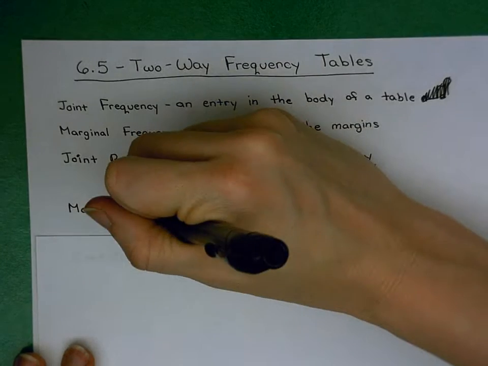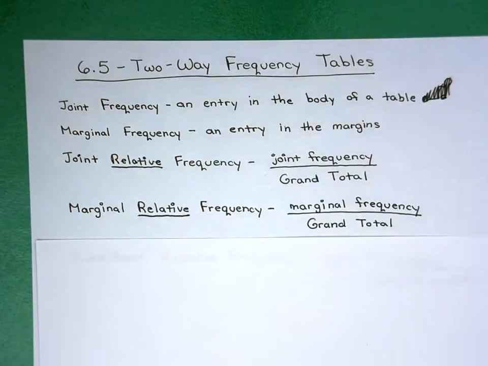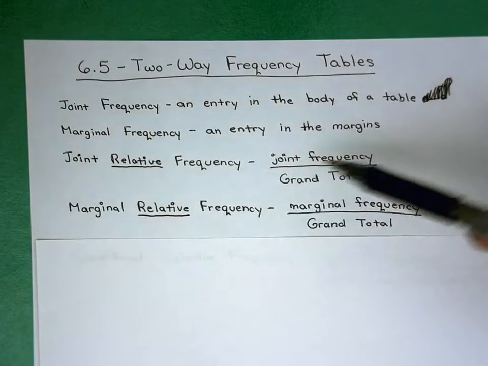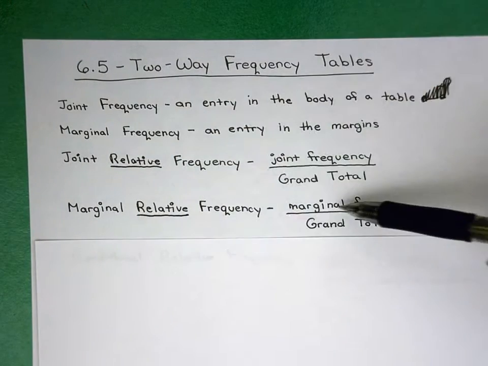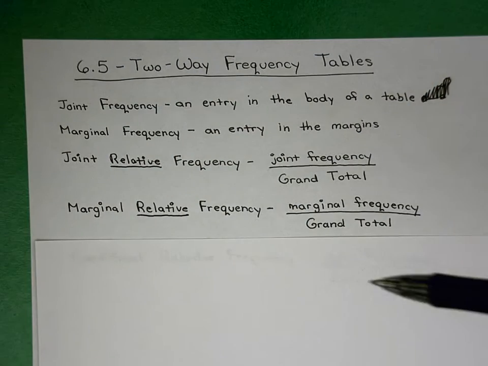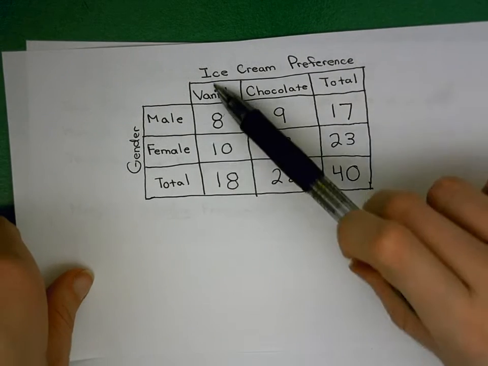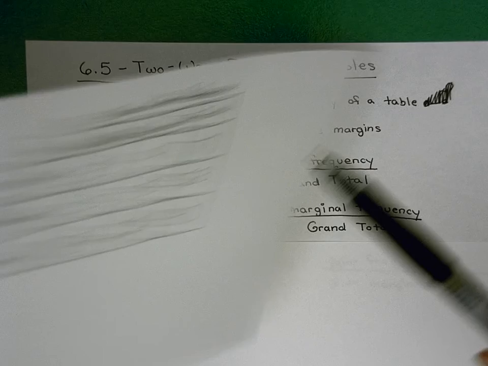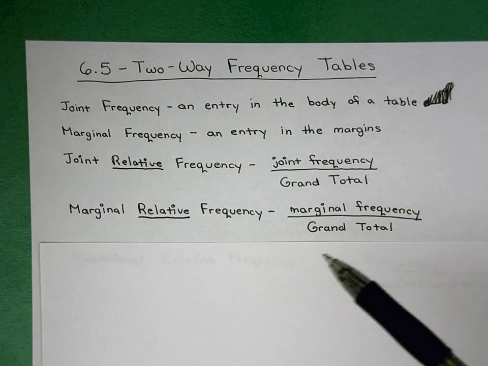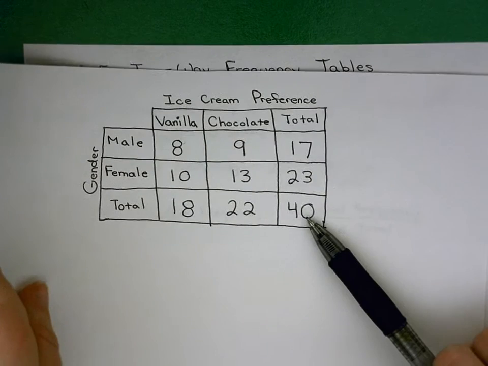Okay. Marginal relative frequency. Again, we see this word relative implying a relationship. Only now, instead of joint being on top, we're going to put a marginal number on top. So marginal frequency, like 18, which is the marginal of vanilla. 18, so marginal frequency divided by the grand total, which again is in that bottom corner.